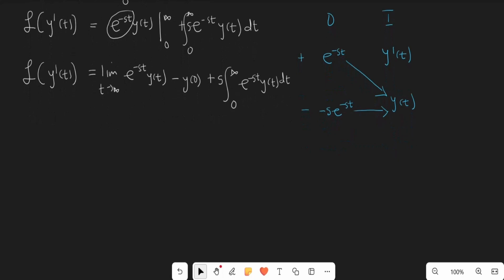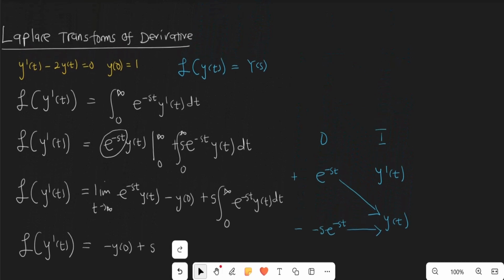Right, so as t is approaching infinity, this one is going to be approaching negative infinity because s is positive, and everything here is going to be approaching 0 because 0 times this one is 0 regardless of what this one is, right? So the Laplace transform of y prime of t is equal to 0 minus that, which is negative y of 0, and then plus s times this one, which is the definition of the Laplace transform of y of t.